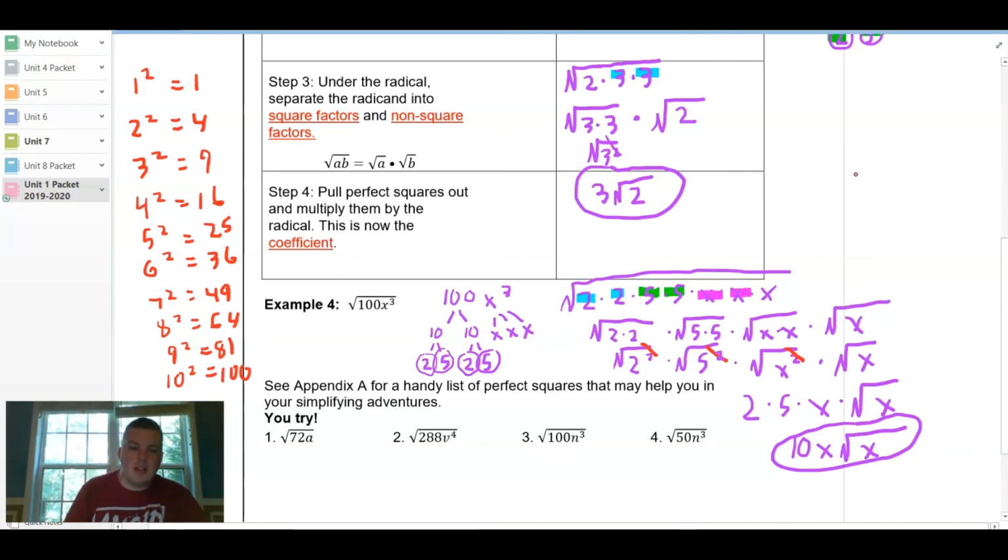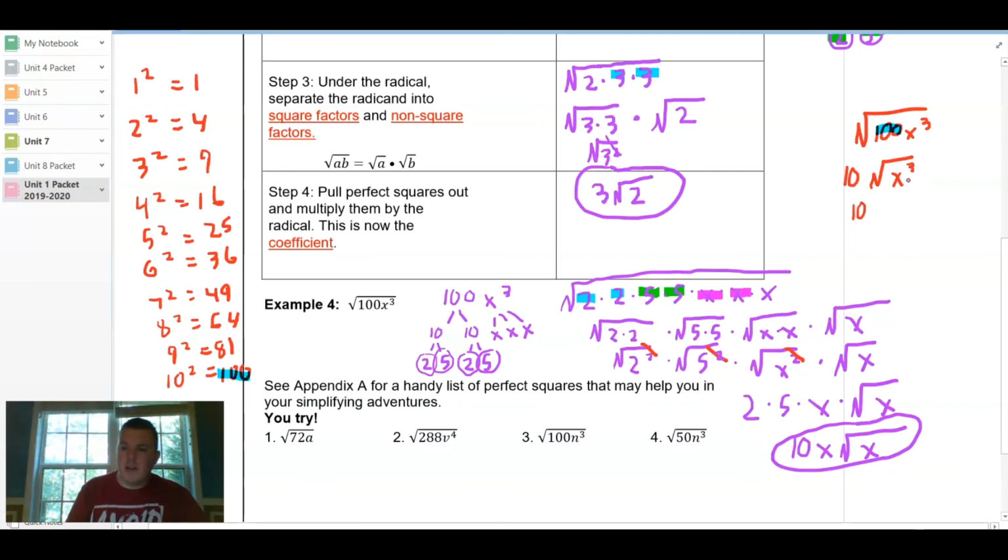So for example, in this problem that I just did, I had the square root of 100x cubed. If we notice, 100 is one of those perfect squares. Its square root is 10, because 10 times 10 is 10 squared. So when I have those perfect squares, I can go ahead and immediately pull those out front by writing its square root. So the square root of 100 is 10. And then that leaves me with the only thing I need to simplify as being the x cubed.